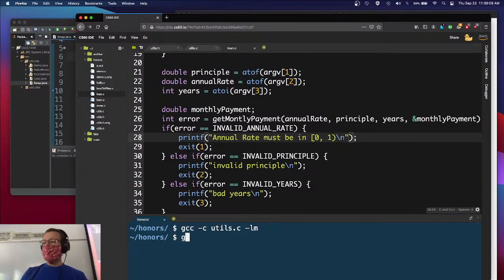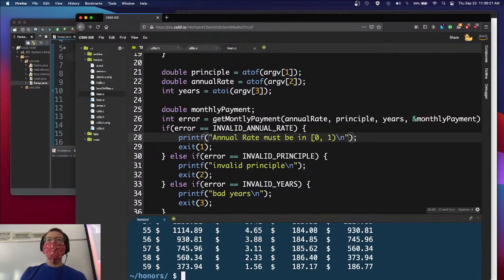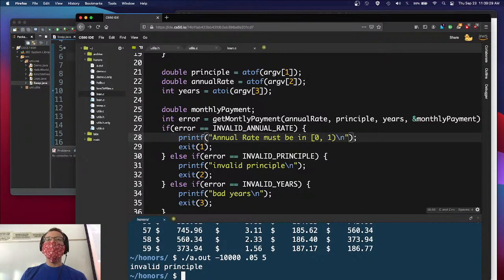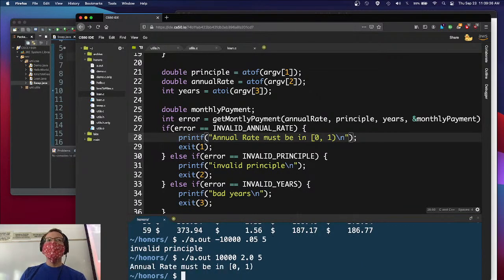And now we can compile it all together. utils.o and loan.c -lm if we use it. And $10,000 at 5% interest over 5 years gives us the same output that we've been playing with. But now, say, negative $10,000 gives us an invalid principal. A 200% interest rate gives us a different error message here. And then finally, negative 5 years? Bad years.